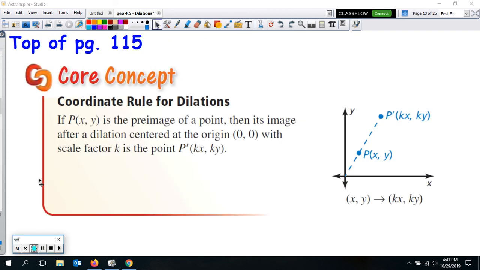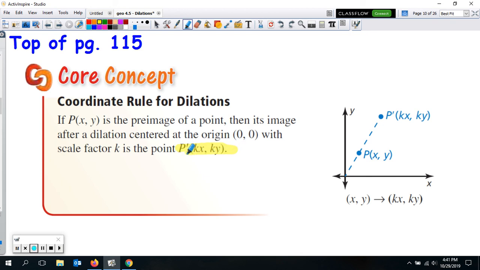Okay, so at the top of 115, just right above there, you'll see the rule for dilations. It's the coordinate rule. Now, we had coordinate rules for reflections and rotations. We do have a coordinate rule for dilations. We do, however, need to know what the scale factor is. So here is the coordinate rule right here. You may want to highlight this part because the coordinate rule is here.